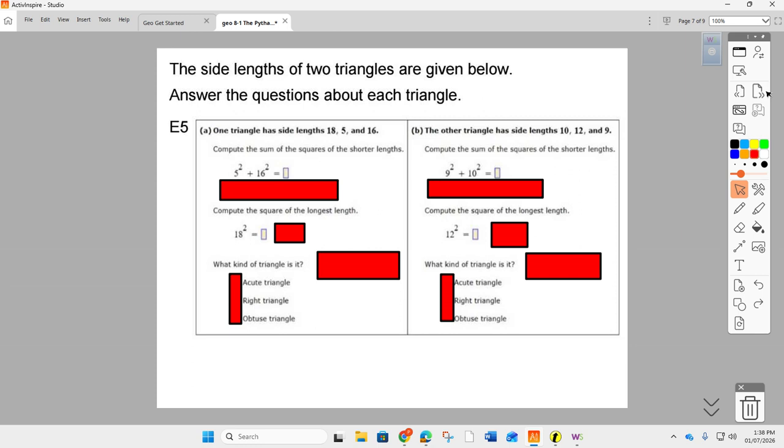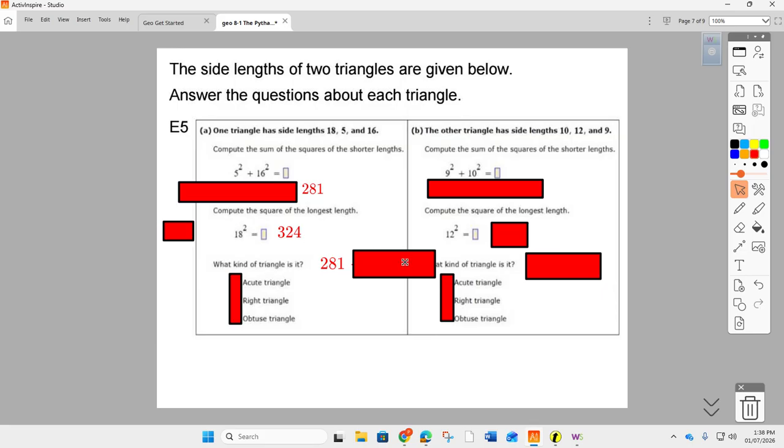Do it on your calculator. 5 squared plus 16 squared. What is it? 281. Very good. What's 18 squared? 324. So now, the sum is on the left, and that longest side squared is on the right. 281 is less than 324. It's not equal to, so it can't be a right triangle, right? So is it acute or obtuse? Very good.